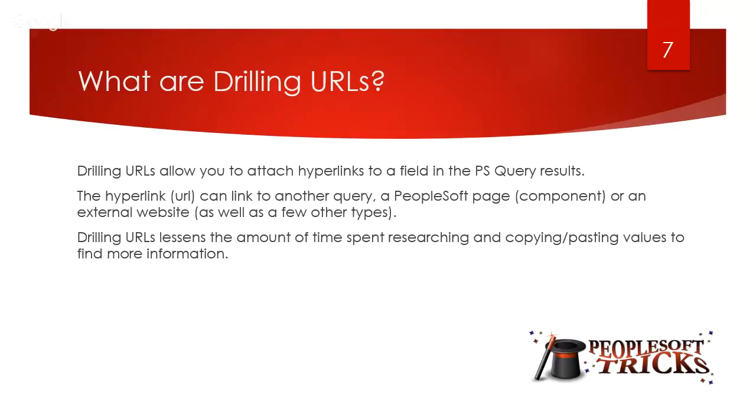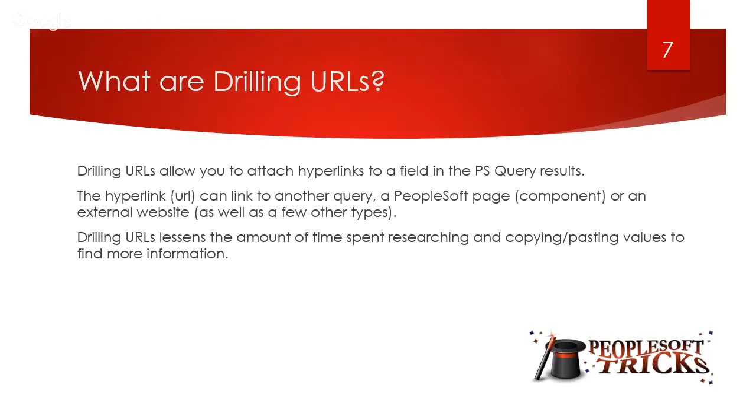So what are drilling URLs? A drilling URL allows you to put a hyperlink on a field when you have PeopleSoft results. That hyperlink can link to maybe another query or to a transaction page in PeopleSoft, or it can even go to another website.